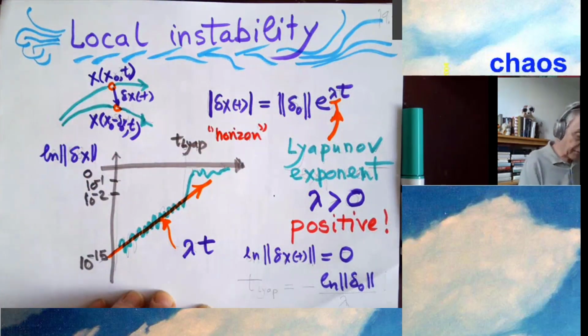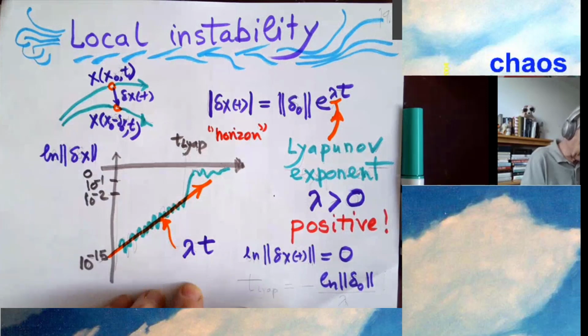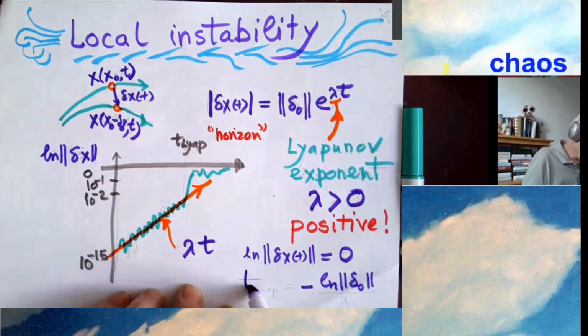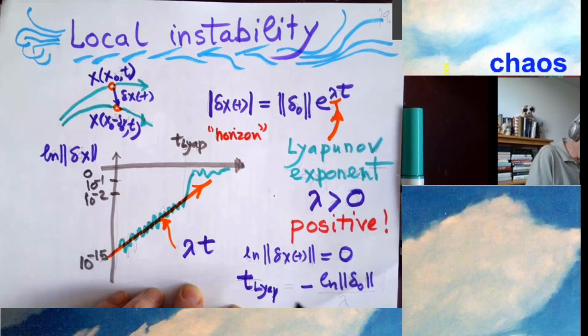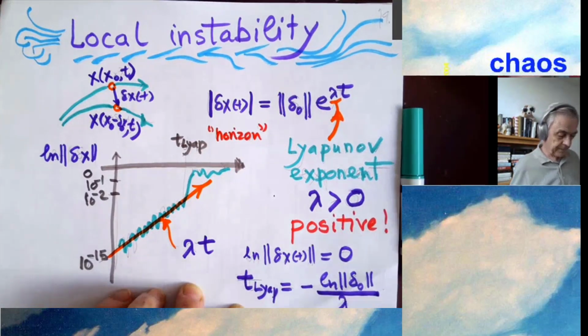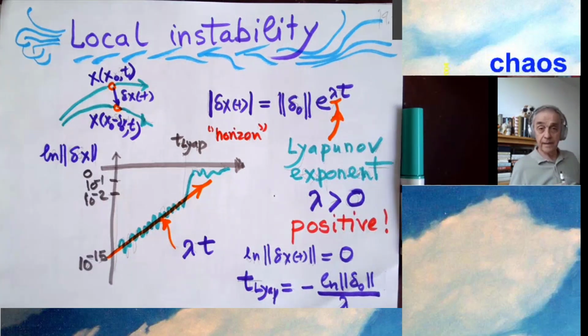And the sum of this thing should be 0. So I put this guy on that side. I write t Lyapunov. And I divide both sides by lambda. And I get an estimate. How long can an unstable system be tracked?